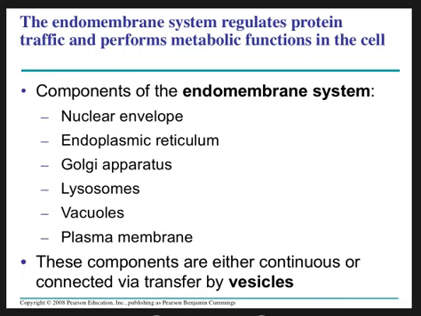Endomembrane systems have the following components. Okay, a nuclear envelope, the endoplasmic reticulum. We'll talk about rough versus smooth in a couple of slides. Golgi apparatus, the lysosomes, the vacuoles, and the plasma membrane.